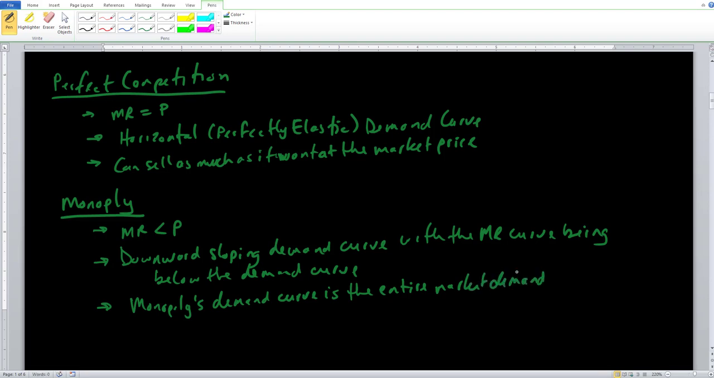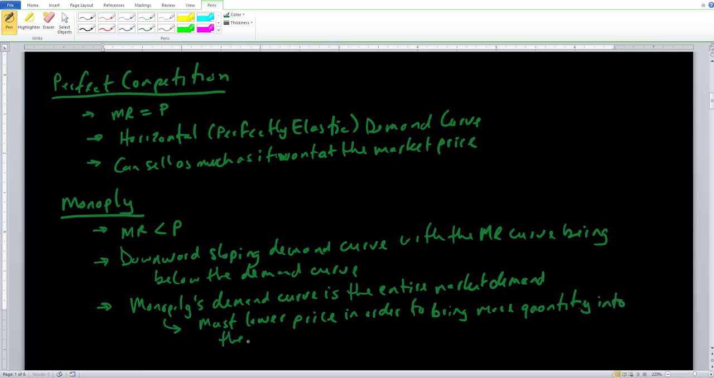And because it is the entire market demand, in order for them to bring more quantity out into the marketplace, they're going to have to lower the price. So they must lower price in order to bring more quantity, or higher quantities, into the marketplace.